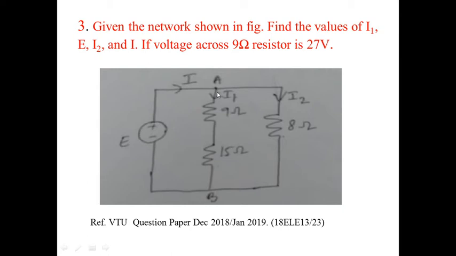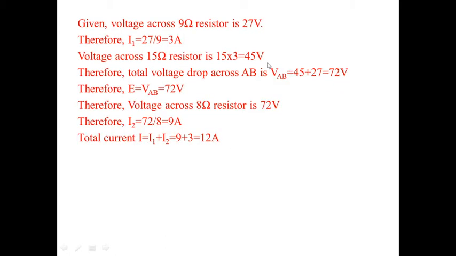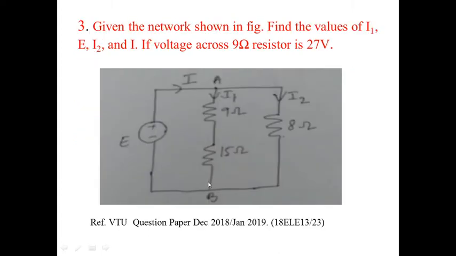The same current I1 is flowing through the 15 ohm resistance. So the voltage across the 15 ohm resistance is V equal to I into R. The current is I1, which is 3 amps, so we get 3 into 15, that is 45 volts, which is the voltage across the 15 ohm resistance.